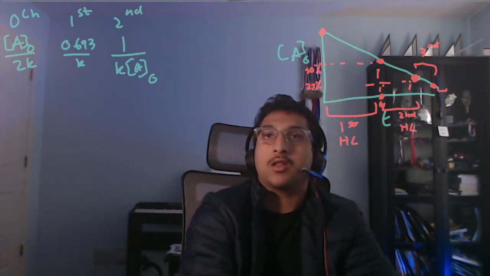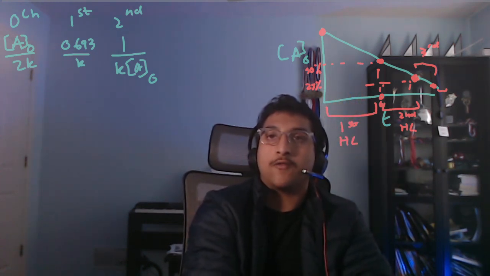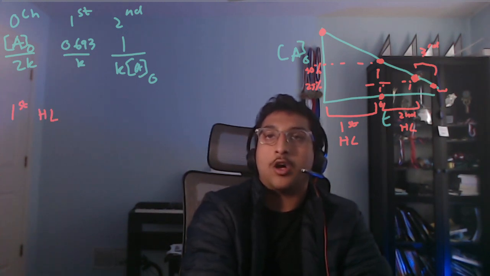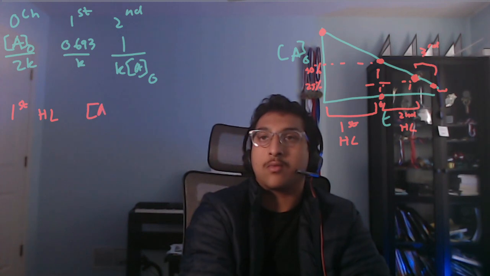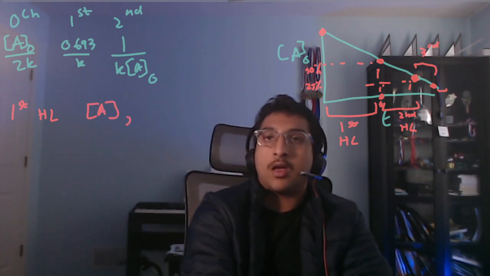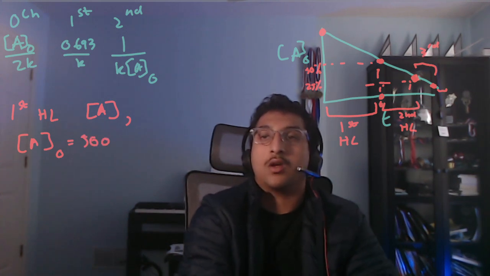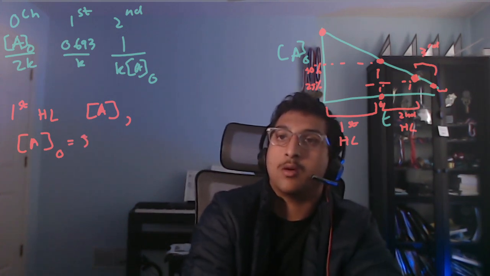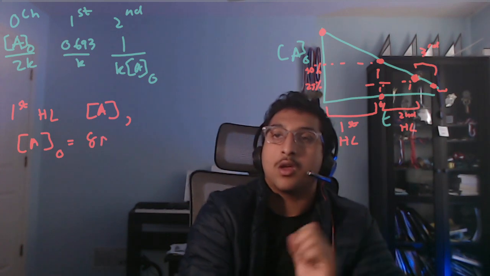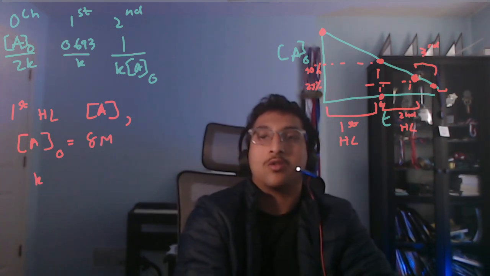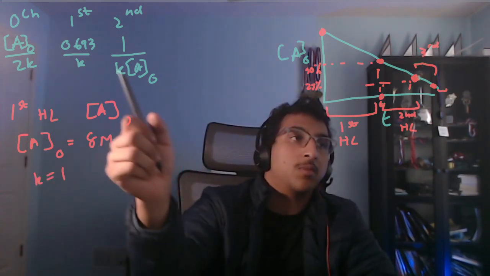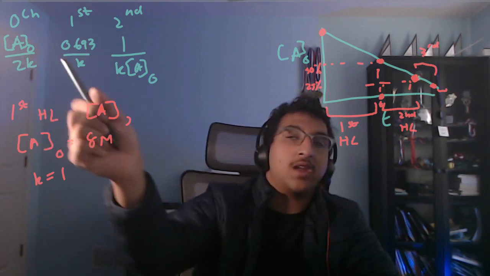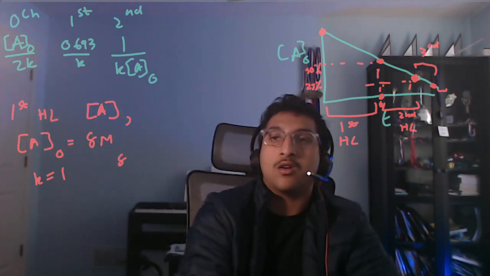So what do I mean by that? If we want to find the first half-life of concentration A, and we are given A0 initially, let's just do a good number, let's actually just do 8, and k is equal to 1, just to make stuff simple. For the first half-life, you can just plug in the initial value of A0 and k. So 8 over 2 times 1 is equal to 4.